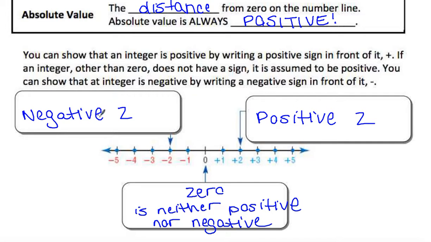And that's considered the positive version of that number, so that's like positive 2. Now, with a negative though, you have to put that little minus sign in front of it to show that it's negative. And you don't have to put a plus sign in front of it for positive, but you do have to put a minus sign in front of it for negative.